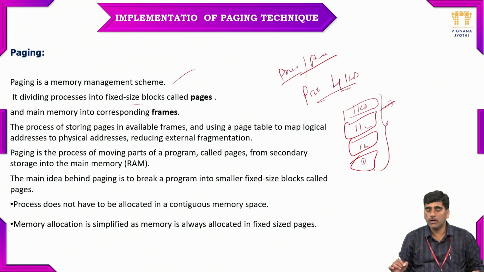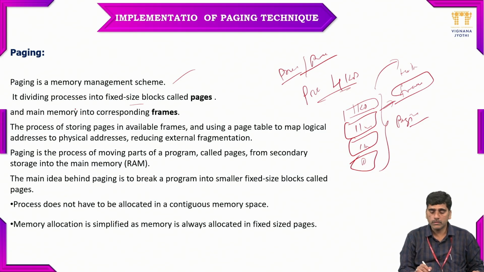So all these pages will be loaded into frames. That is called the paging process. Here the process is divided into fixed sized blocks called pages, and the main memory is divided into fixed sized blocks called frames.